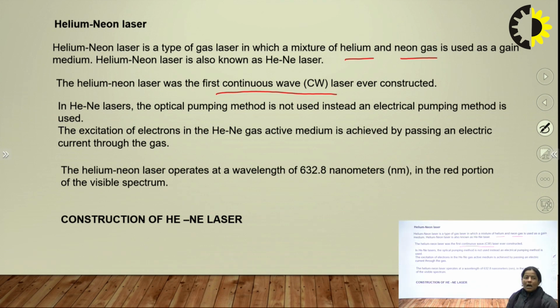Alright, so we will start our discussion with the construction of the helium neon laser. We must note that it will give a laser beam with a wavelength of 632.8 nanometer. Alright, it will be red in color, and it is mostly preferred in experiments. So, the helium neon laser has a benefit over the ruby laser, that it is mostly preferred in experiments, because you can see it is a continuous wave laser.